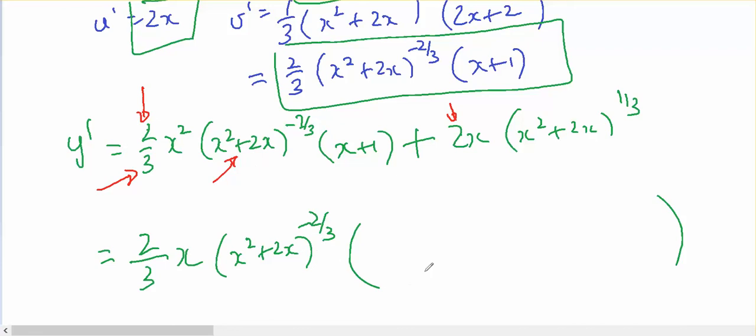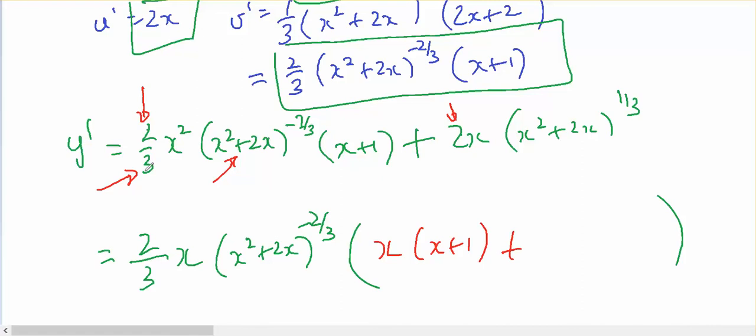So what am I going to be left inside here with? Well, the 2/3 has totally gone out the front. One of the x's, so I'm left with an x, and all of that went out, and then I'm left with the x plus 1. So the 2/3 went out the front. Of the x squared, one of them went out the front, so that leaves me with an x. All of this went out the front, and then I'm left with x plus 1.